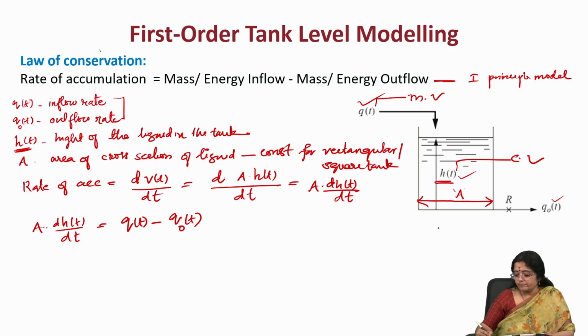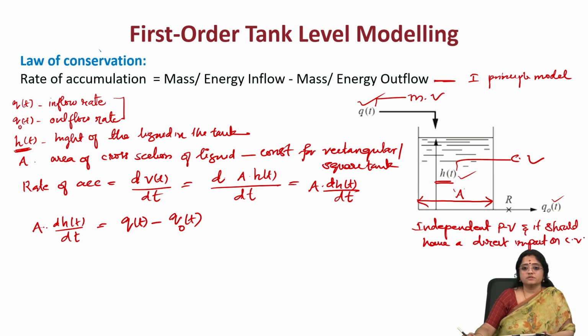So we are looking at an independent process variable, and it should have a direct impact on the controlled variable. Out of Q of t and Q naught of t, we can observe that Q of t is an independent process variable which has a direct impact on H of t. So therefore I will select Q of t as my manipulative variable.